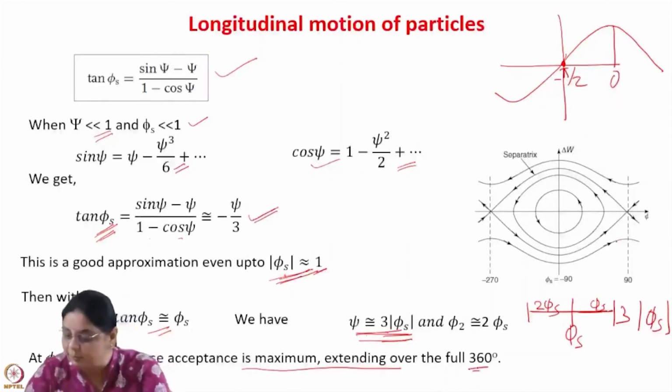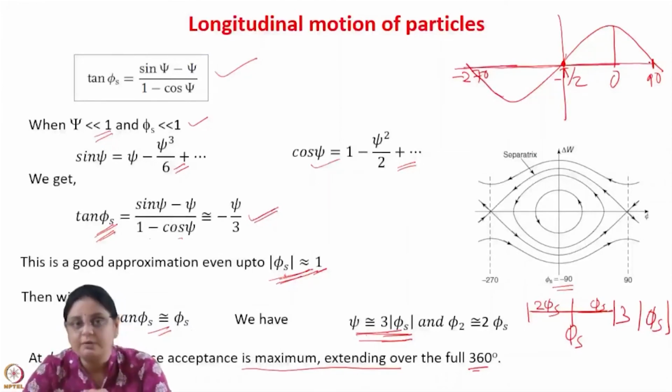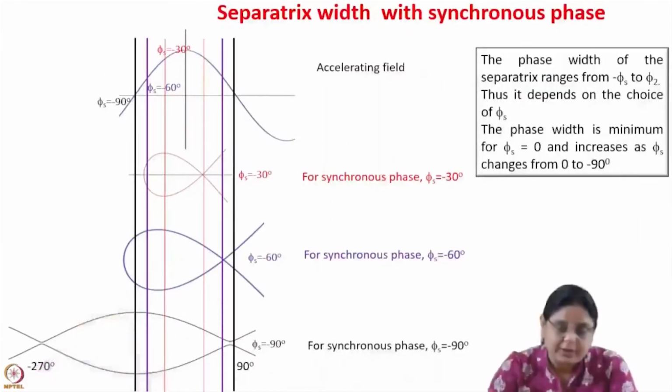So it will lie from, since phi s is equal to minus 90, minus phi s will be equal to 90 and right up to minus 270 here. So full 360 degrees of phase acceptance. Phase acceptance is maximum. So in principle, a full DC beam can be accepted here. So we can calculate the phase width for different values of the synchronous phase.